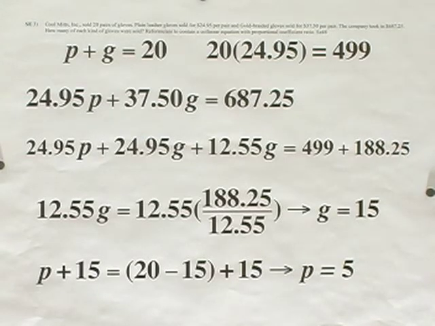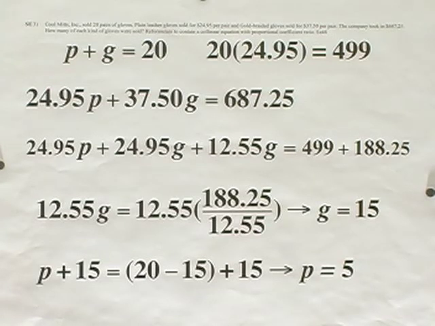The problem is Cool Mitts Incorporated sold 20 pairs of gloves. Plain leather gloves sold for $24.95 per pair. Gold braided gloves sold for $37.50 per pair. The company took in $687.25. How many of each kind of glove were sold?